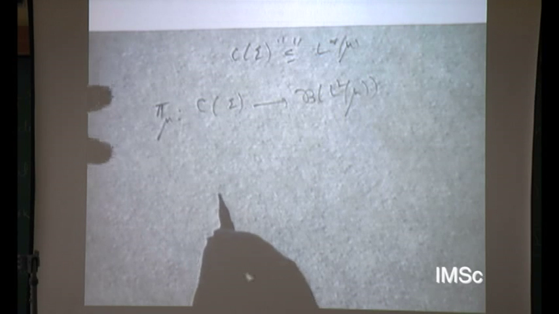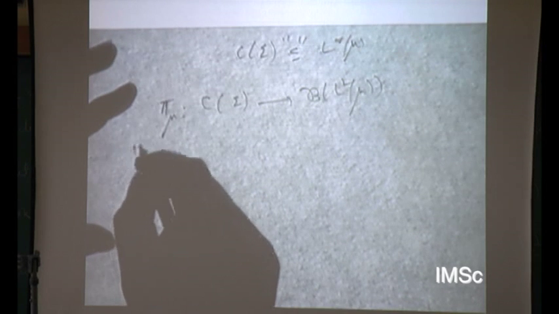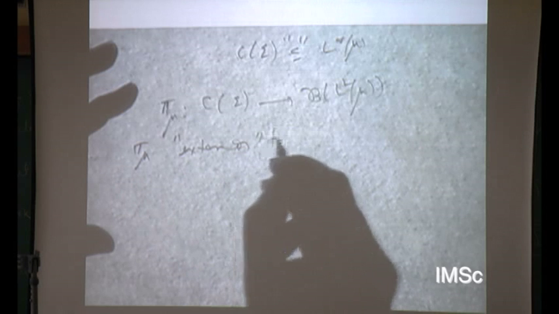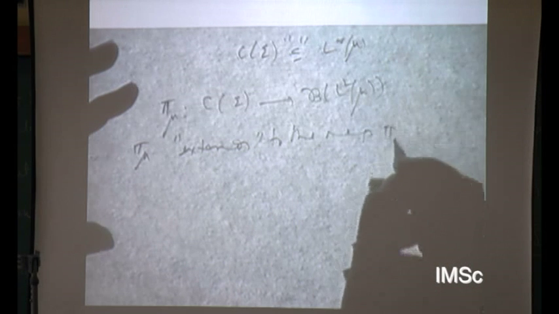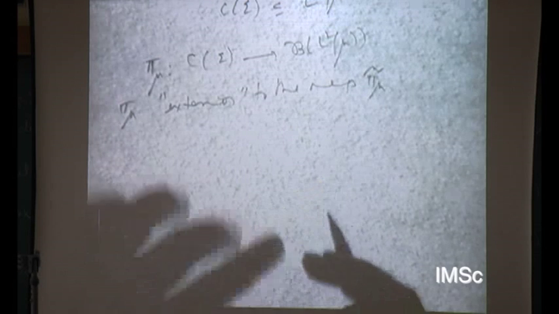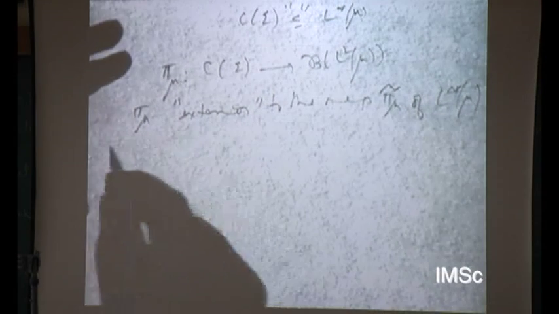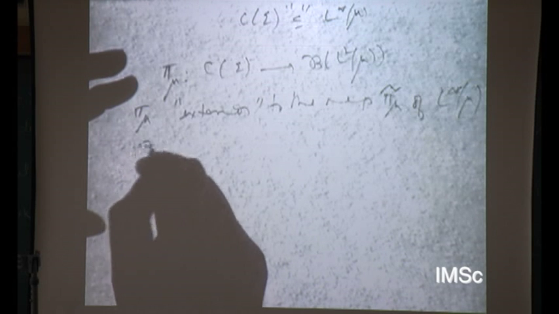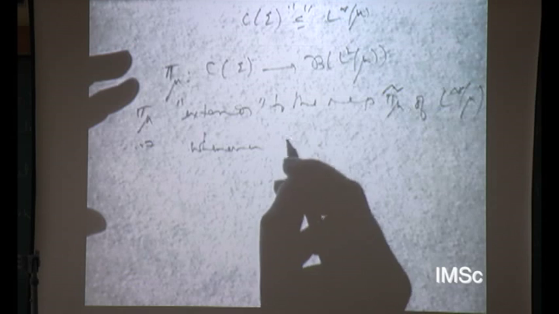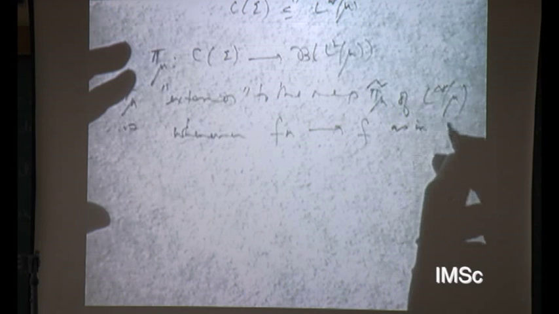Now this has the following property. Pi mu extends to the representation pi mu tilde of L infinity, in such a way that whenever Fn converges to F, as in the dominated convergence theorem.